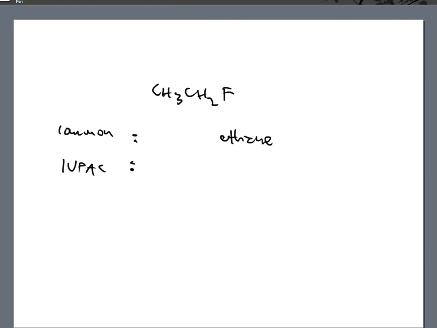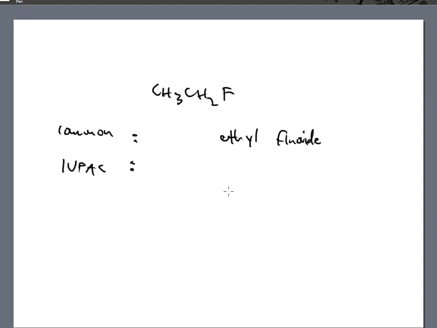All right, however, it tells me to drop that ending, so I'm going to drop the ANE, and it says add YL, so this is ethyl. And F is going to stand for fluoride. Ethyl fluoride is going to be the common name for that structure.